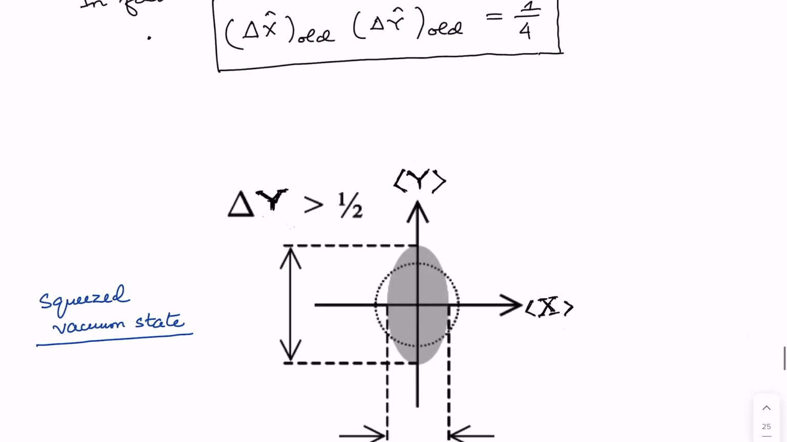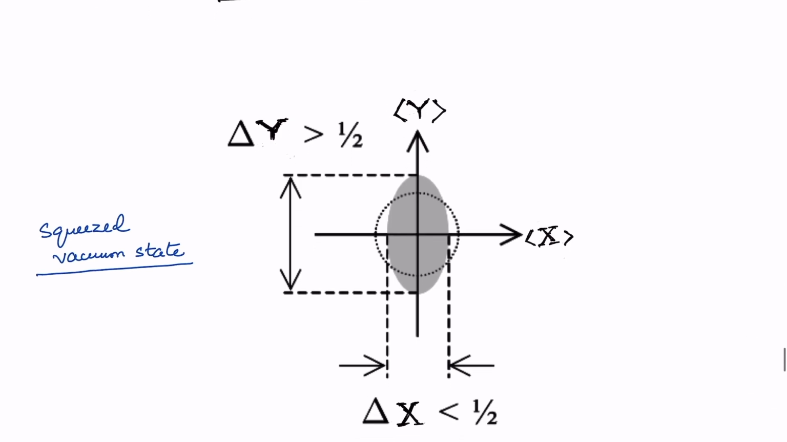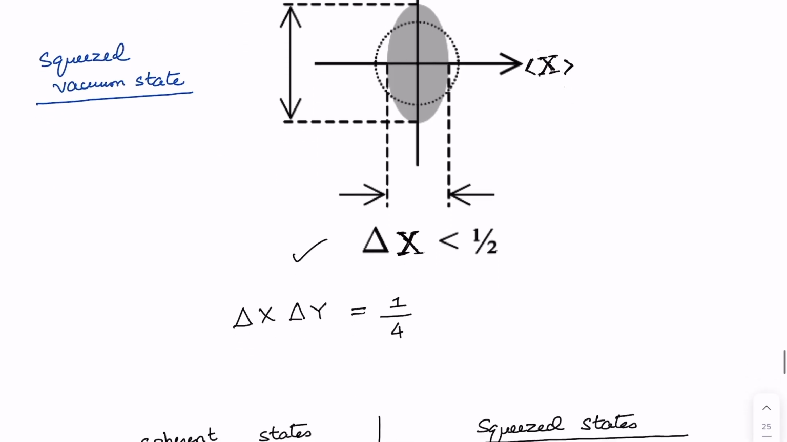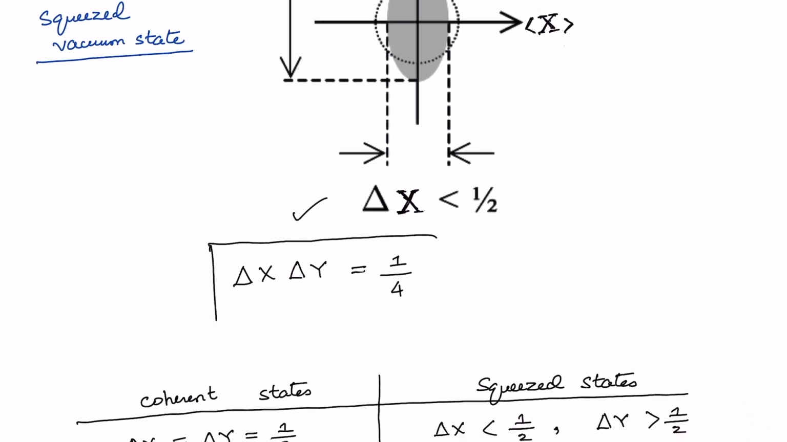This can be very nicely represented by this phase plot. Here you see the case of the squeezed vacuum state. In the case of the vacuum state, the phase plot gives a circle, and because of the squeezing, as you have seen, the x quadrature is now decreased and the y quadrature is now increased. This is what is shown here in the plot. However, the product remains equal to 1 by 4.